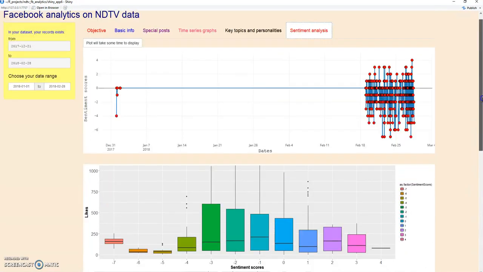So this is basically a very short analysis of how NDTV can use this kind of analysis of its Facebook users to find out what it can do as a possible marketing strategy in terms of the news it can share on Facebook. So this is all that I have from my side.